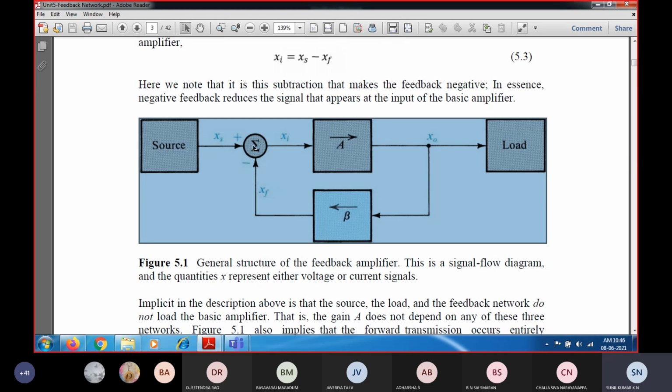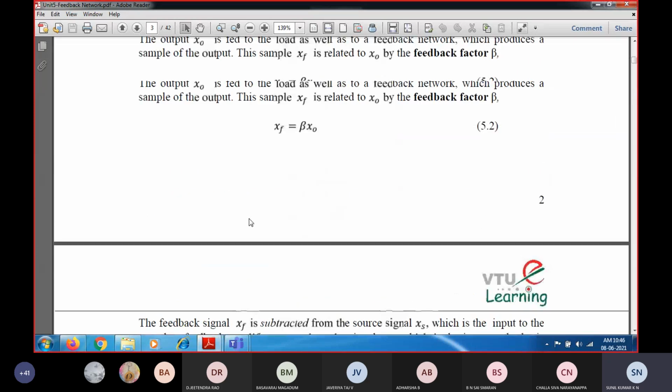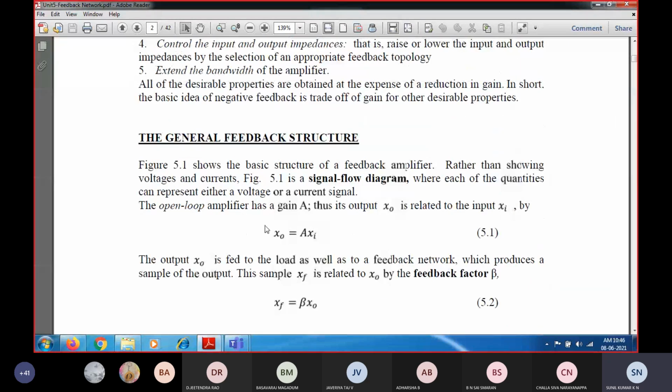So this summer circuit is going to subtract the feedback signal from the signal source, resulting in the difference signal denoted as Xi. So Xi is nothing but Xs minus Xf. So that Xi signal will get amplified. This is nothing but the general feedback amplifier. The same thing is written here. So we have seen the basic structure of the feedback amplifier.